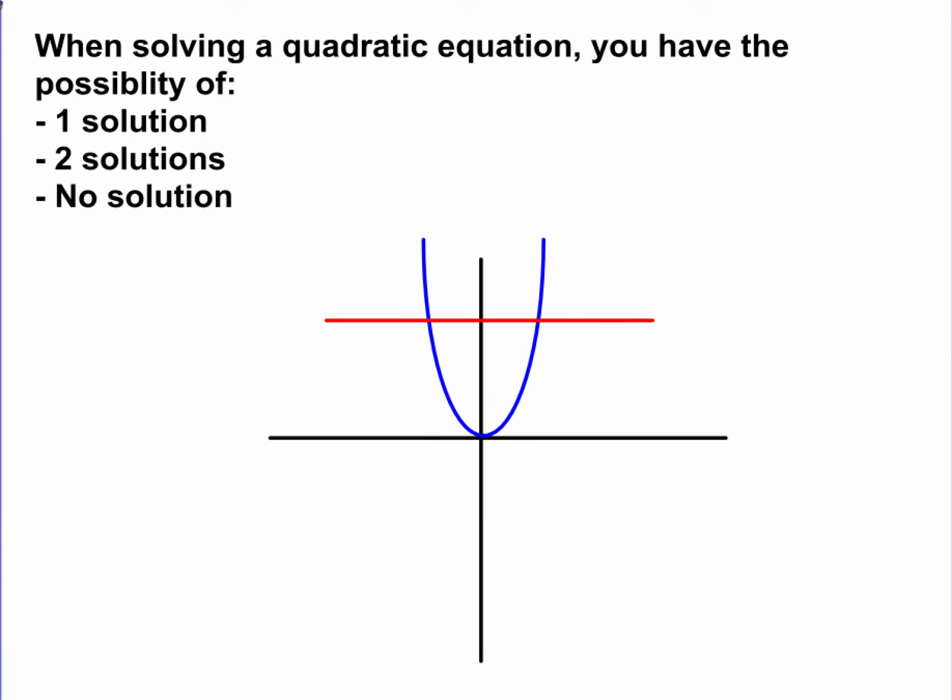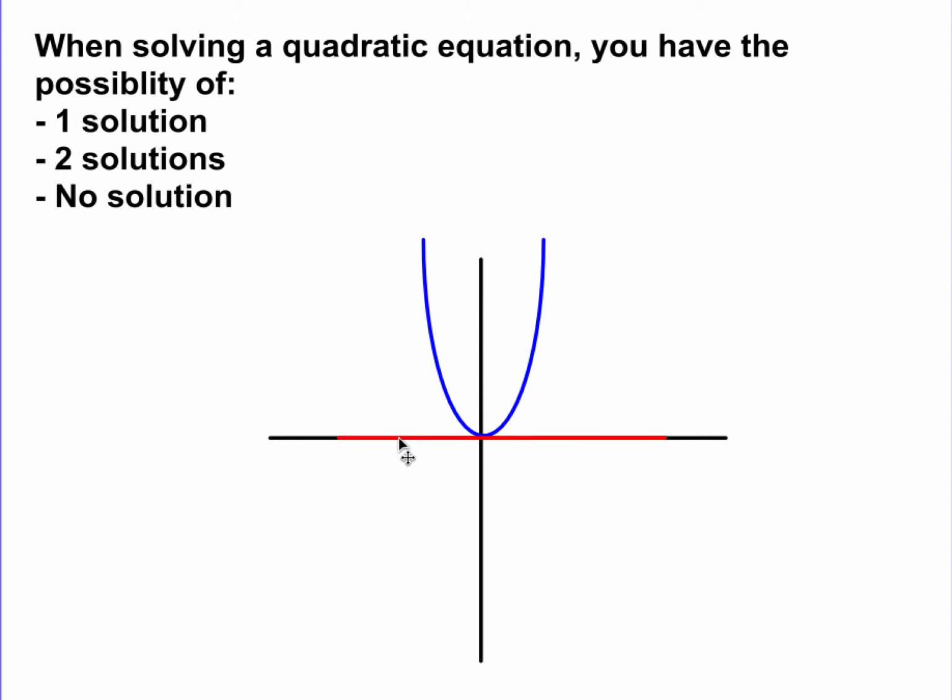One quick thing I want you guys to know: in solving a quadratic equation, you have the possibility of 1 solution, 2 solutions, or no solution. Let's make sure we get that down. Let's talk about why. If this is my quadratic function, and this is my horizontal line, and this is what it's equal to, if I move this around, right now I still have 2 solutions, 2 solutions, 2 solutions.